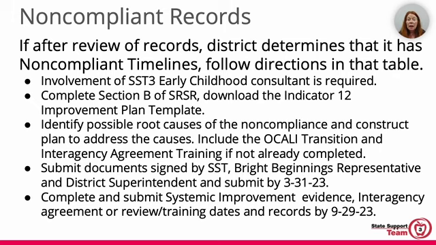A completion of the SRSR requires the team to review possible root causes of noncompliance and also to review and/or revise any interagency agreements that focus on policies, procedures, and practices related to IEP implementation dates for students transitioning from Part C, and to put in place systems and structures to mitigate future noncompliance. The improvement plan must include Ocali transition and interagency agreement training if a district has not yet completed the training.